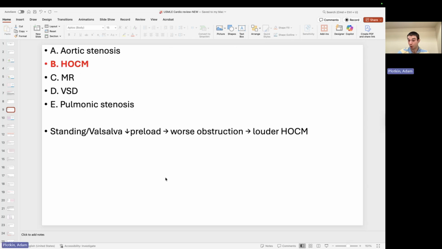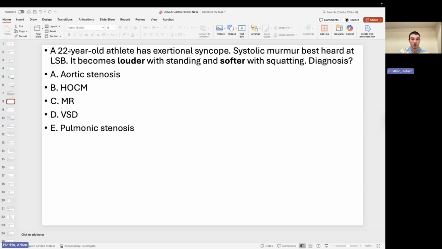So your answer is going to be HOCM here, right? First off, it's a younger athlete who has exertional syncope. That's a red flag. When you're out playing soccer, do you have exertional syncope? Syncope is a transient loss of consciousness. No, right? If you're healthy, you shouldn't. So this is a big red flag for an underlying cardiac problem.